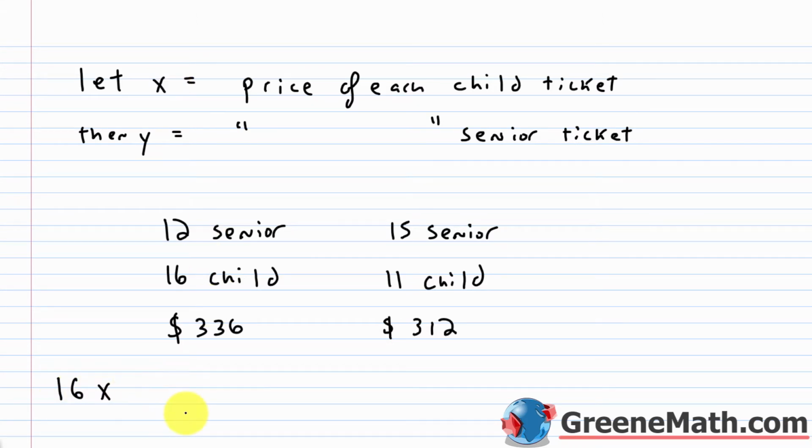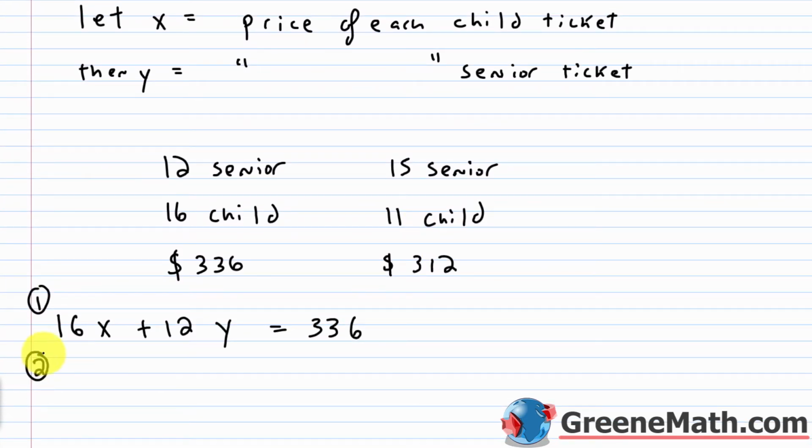Then I've got to do the same thing for senior tickets. So plus 12 times Y. And this is equal to 336. So this is my first scenario. My second scenario over here, I'm going to mirror that. It's going to give me my second equation.